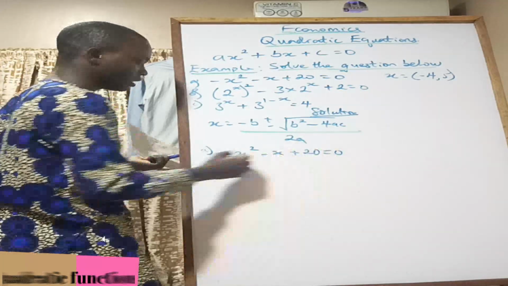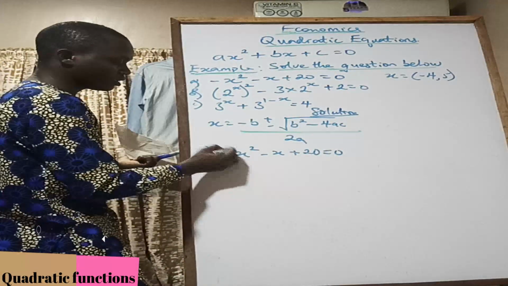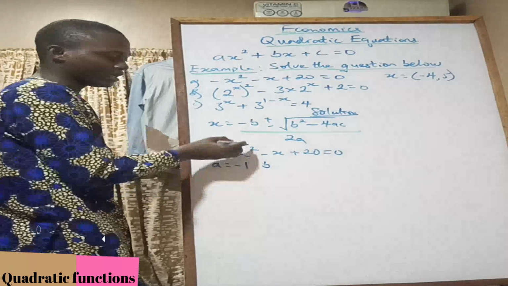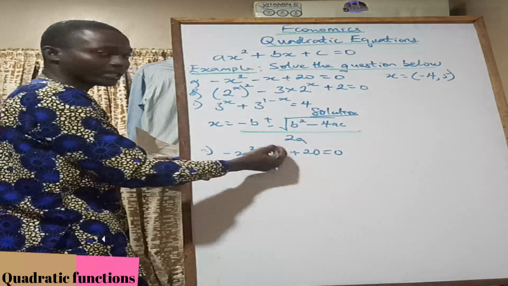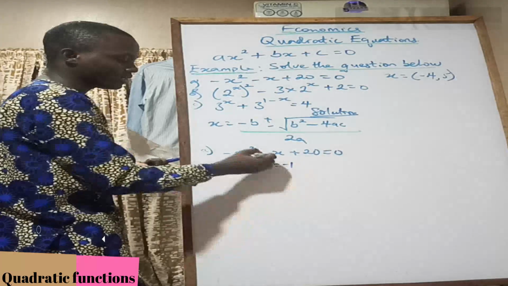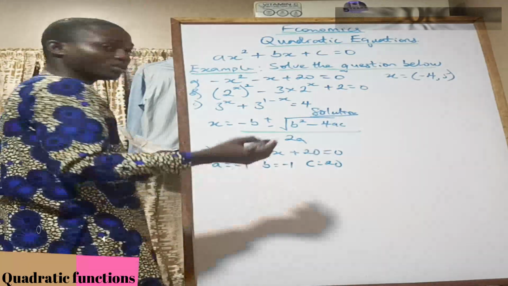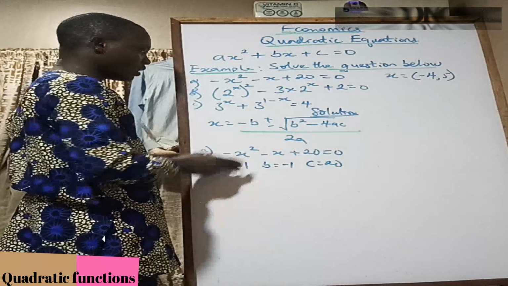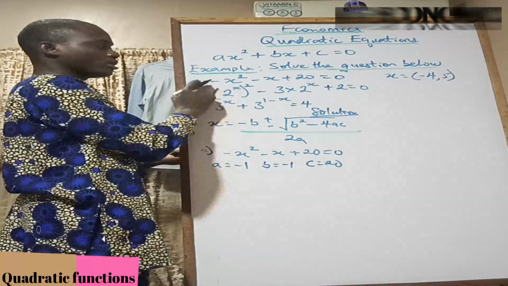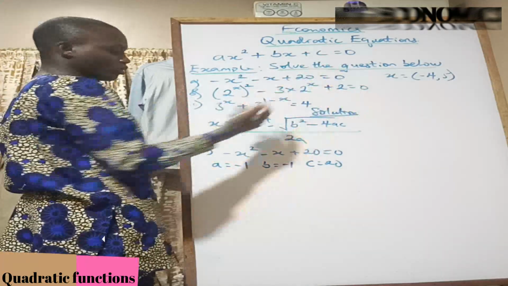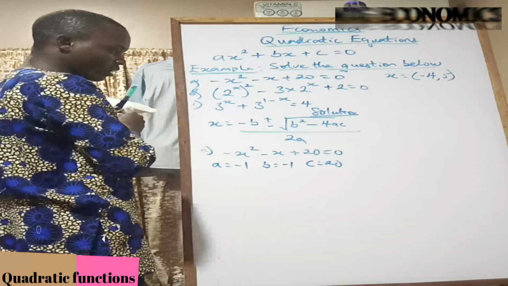So be careful. Now a is equal to what is beside x squared, which is minus 1. Then b, what's beside x here, is also minus 1. This is like minus 1x. And our constant c is 20. So please be careful. Don't just go and say a is equal to 1. No, a is not equal to 1. There's a minus in front of it. There's a minus here too. And then plus 20, then equals 0. So from here, the whole thing is simple.